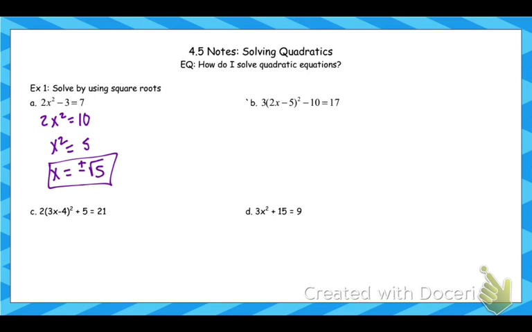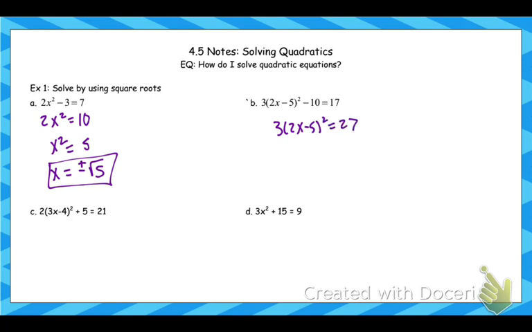Again, same idea. We're going to solve this equation the same way we would solve this equation. We're going to add 10, and then we're going to divide by 3. So what we're going to do, again, add 10, and then divide by 3.